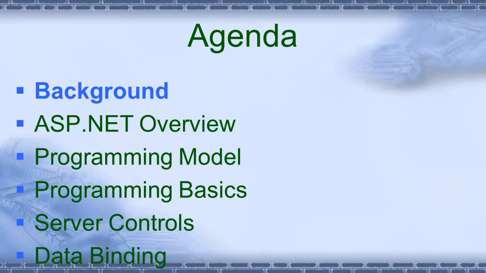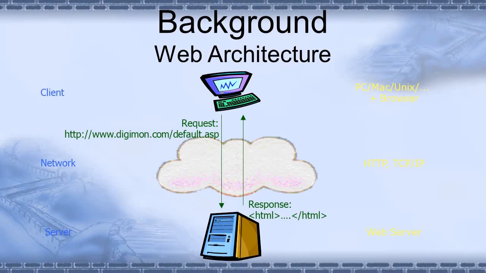We are seeing the agenda. Background: ASP.NET overview, programming model, programming basics, server control, data binding. Background of architecture: web architecture, client, network, server, response, request. Client requests through the network to the server, and again the server will respond to the client.